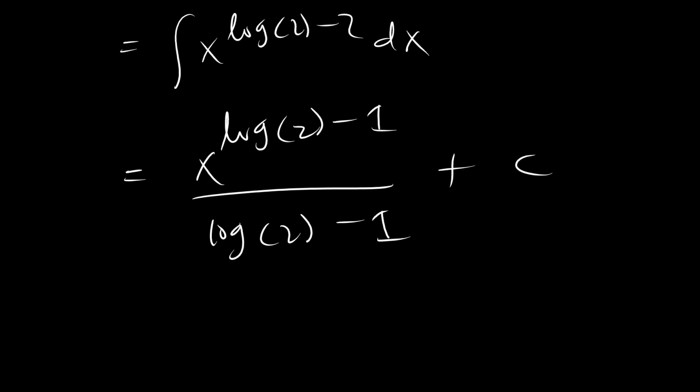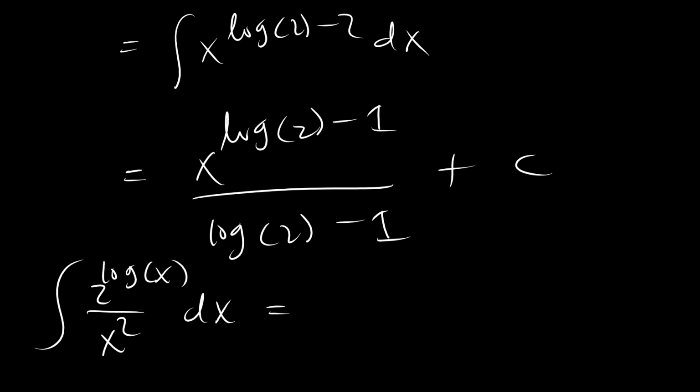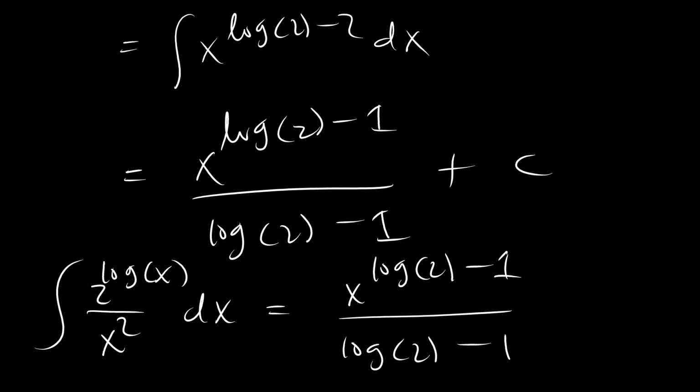Plus the integration constant. So the integral of 2 to the power log of x over x squared is equal to x to the power log of 2 minus 1 over log of 2 minus 1 plus the integration constant. And that is the answer, ladies and gentlemen.